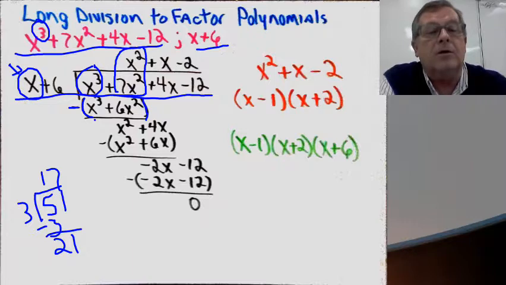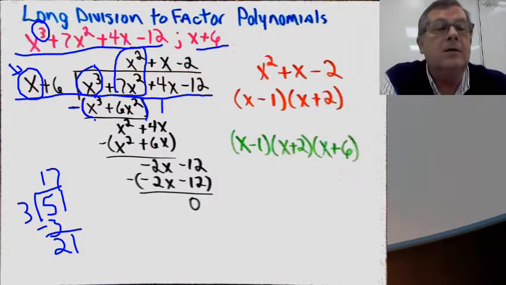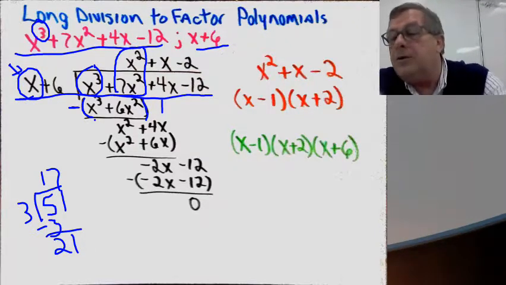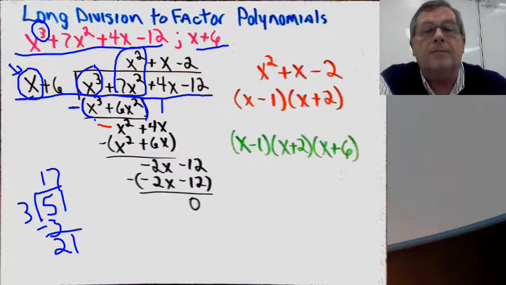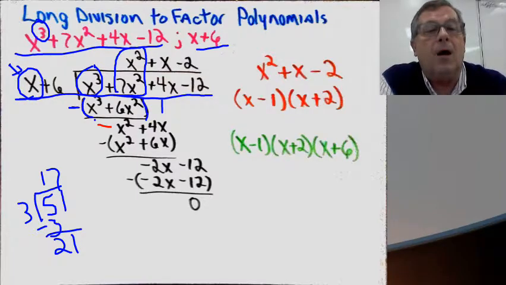So I'm now going to subtract this. So x to the third minus x to the third, of course, is 0. And now I've got 7x squared minus 6x squared. That gives me x squared, and I bring down this 4x. Now again, I'm just focusing on these lead terms. How many times will x go into x squared? Well, it'll go in 1 time, x. And I'll repeat the process.